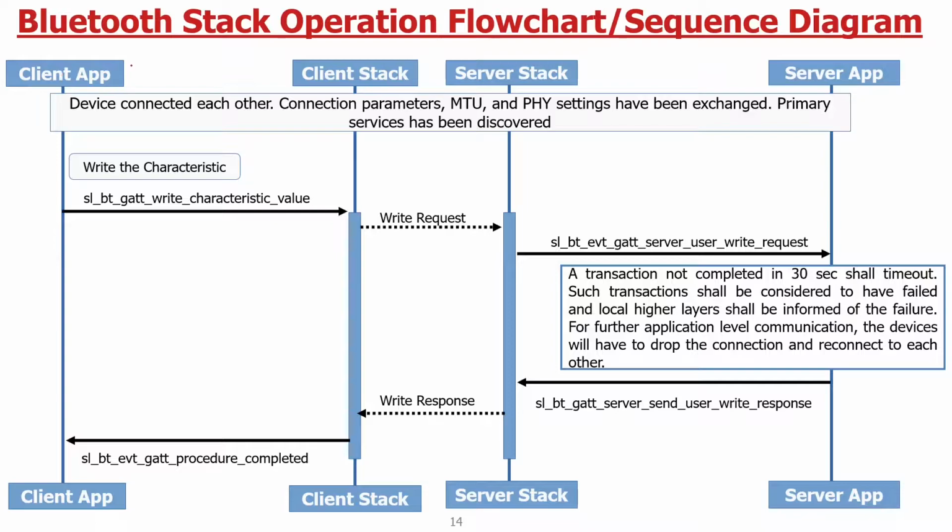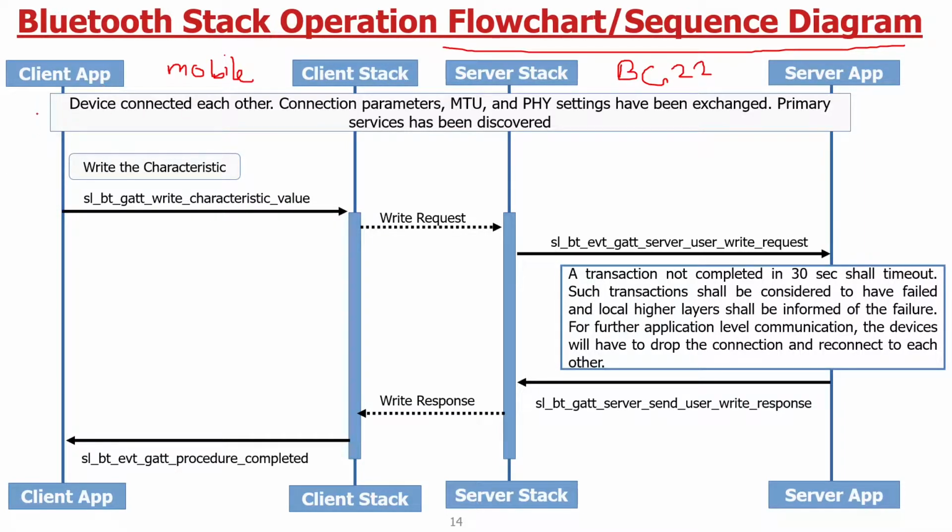So we have a client app, which in our case is a mobile phone where we have the EFR Connect app. Then we have a client stack, and similarly we have a server stack, and then a server app. All of these, from here to here, are handled on the BG22. This is the BG22 side, and this is our mobile phone side.